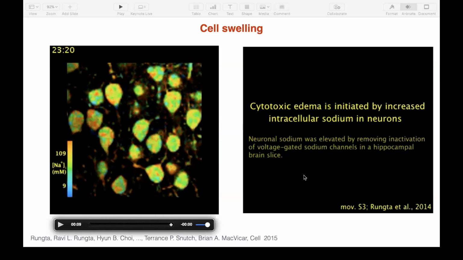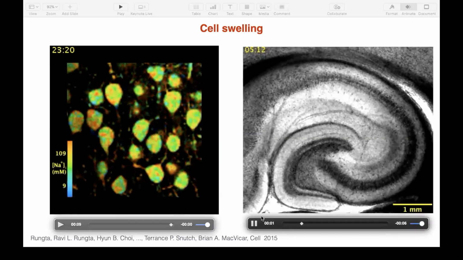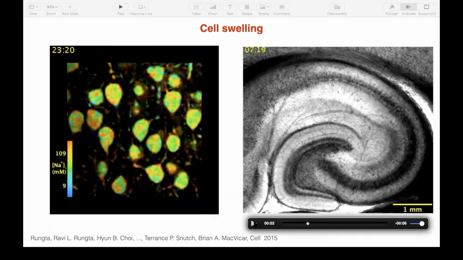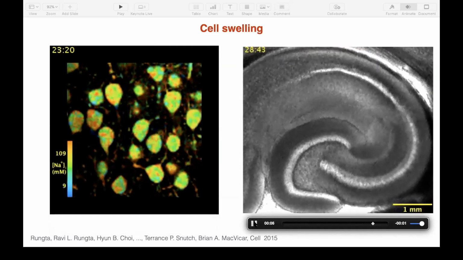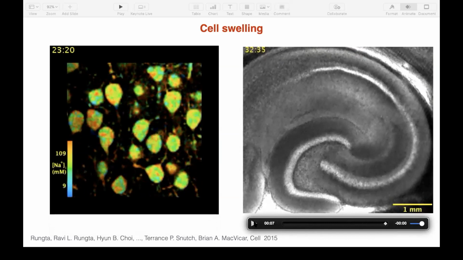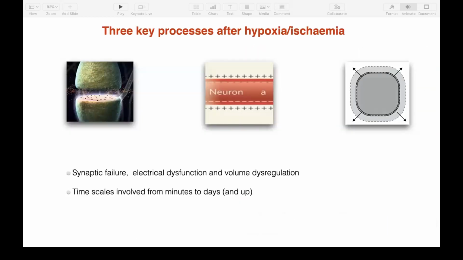And at a larger scale, this is observed as well. This is hippocampus. And the same drug is applied, resulting in massive influx of sodium, veratridine, and then you observe this huge increase in volume, reflecting cytotoxic edema. And so this happens at the third stage after severe ATP depletion.